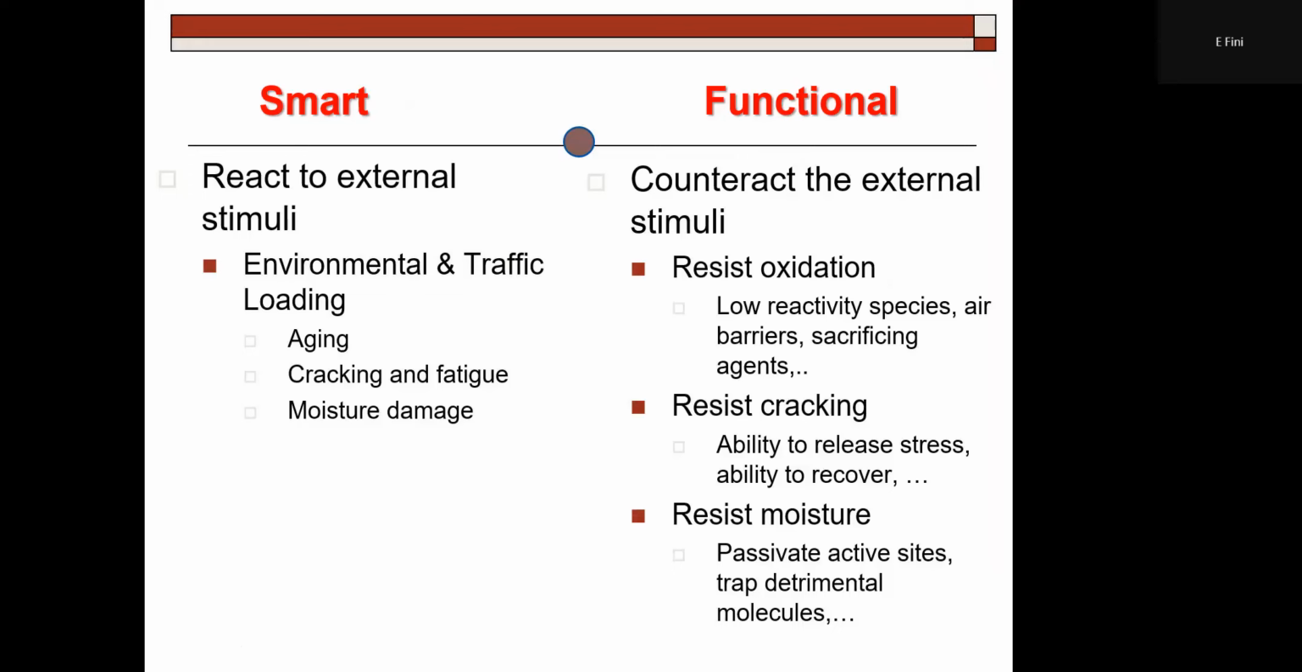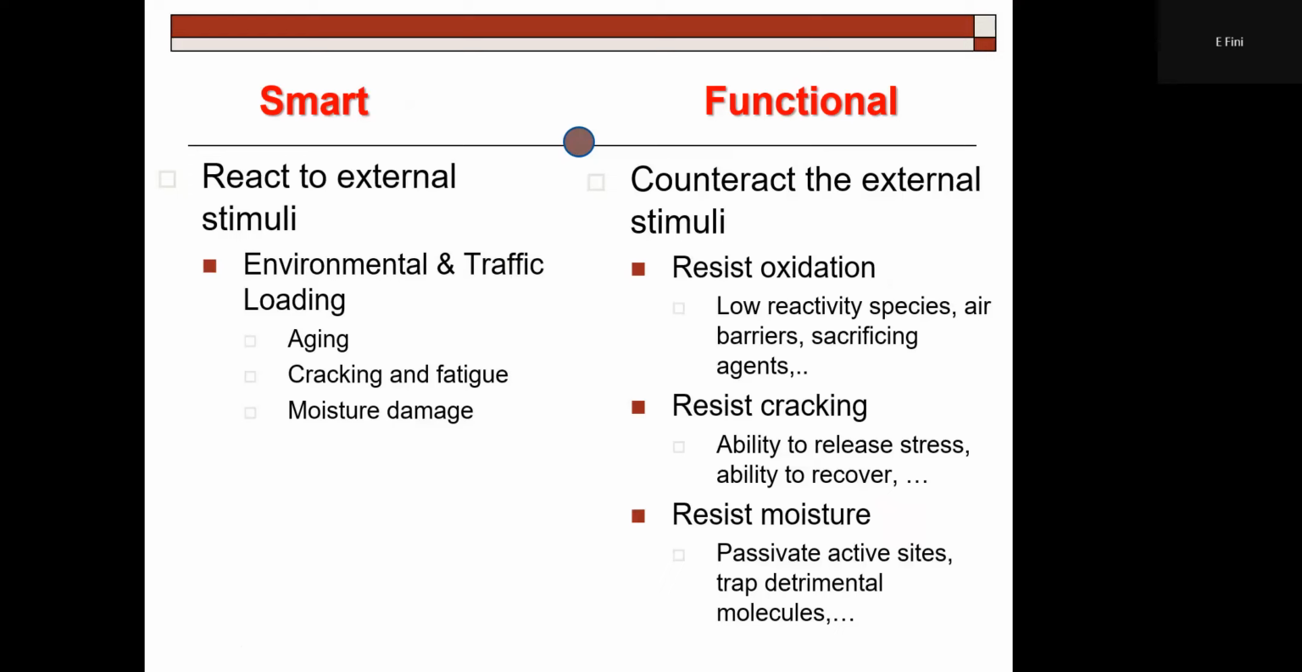So smart in this definition is basically reacting to external stimuli, if it's environmental or traffic load, it reacts. So when the material ages, that means it reacts. When the material cracks, that means it reacts to load. When it gets damaged due to moisture, that means it reacted with the moisture that it was exposed to.